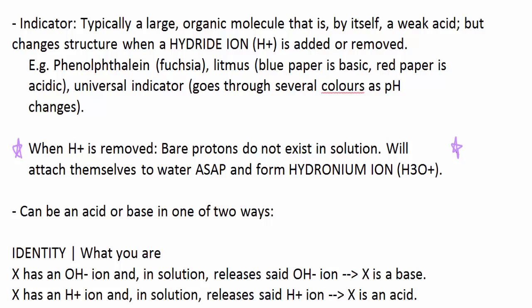So what you have there is all the water molecules floating around. The hydrogen ion gets pulled off by a water molecule and sticks to that water molecule in this way, making the hydronium ion. There's a couple of ways to be an acid or a base.